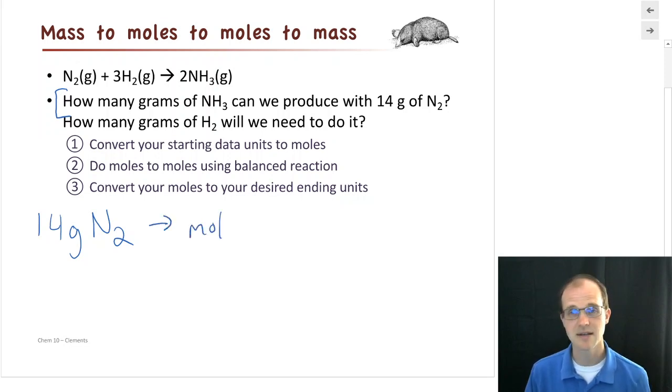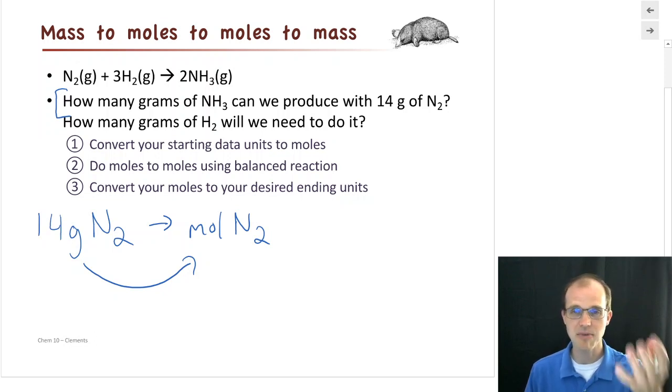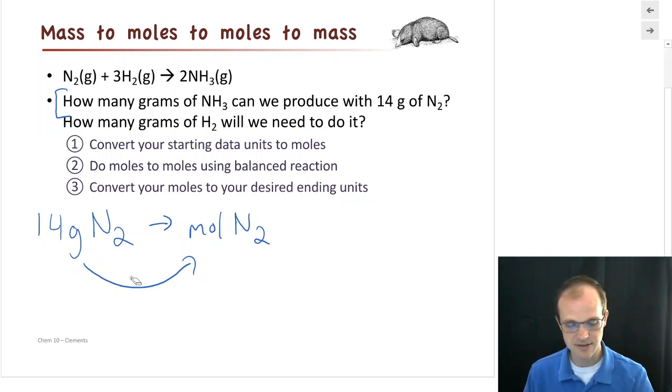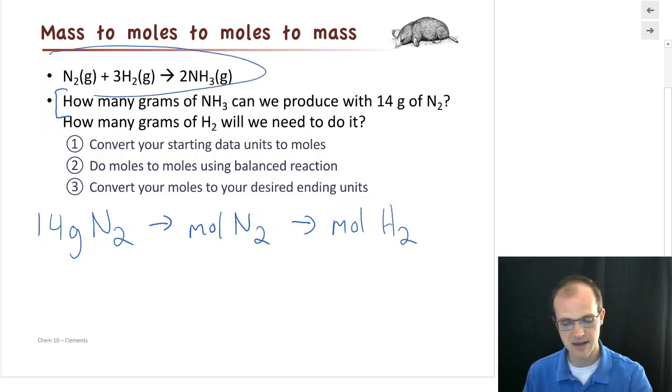Moles of what? Well, it turns out the only thing you can do is grams of something to moles of the same thing. So I can only go from grams of nitrogen to moles of nitrogen. It's not possible to go straight from grams of nitrogen to moles of hydrogen. That's not one conversion. That is 2 different conversions. So once I've got moles of nitrogen, what can I do? Well, that's where I want to find my hydrogen. And it turns out how we find that is using the balanced chemical reaction.